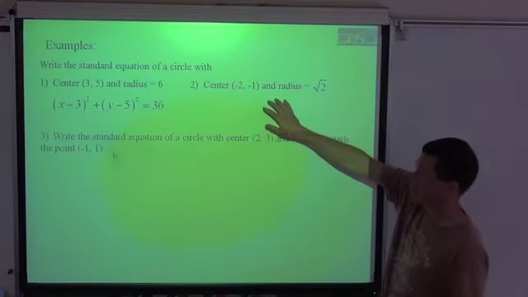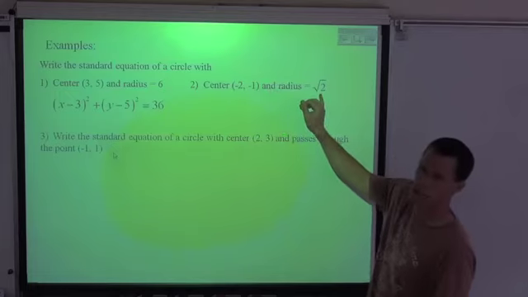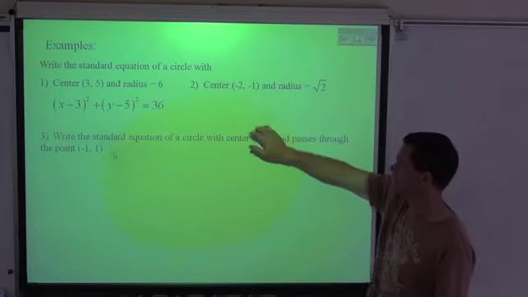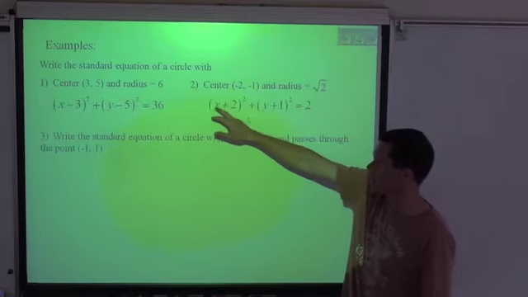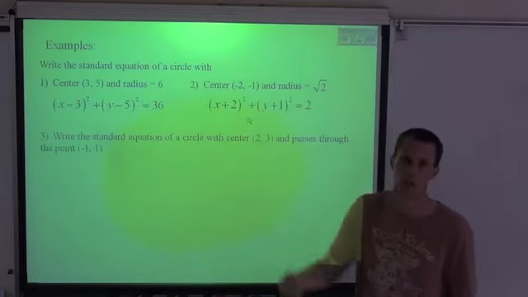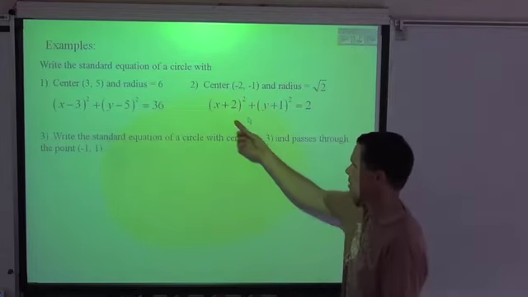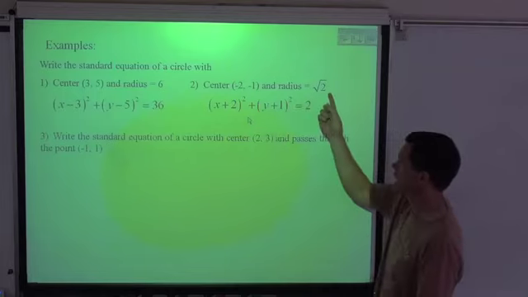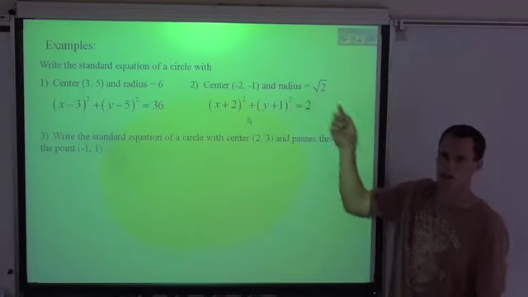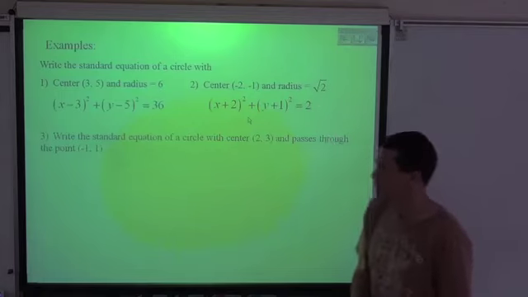We can look at it here where we have negative numbers for the center and a radius that has a radical. Well, it would still be x minus negative 2. I've just changed the subtracting a negative into a positive. X plus 2 squared plus y plus 1 squared. And then the radius is radical 2. Radical 2 squared is 2 itself. And there's your r squared.